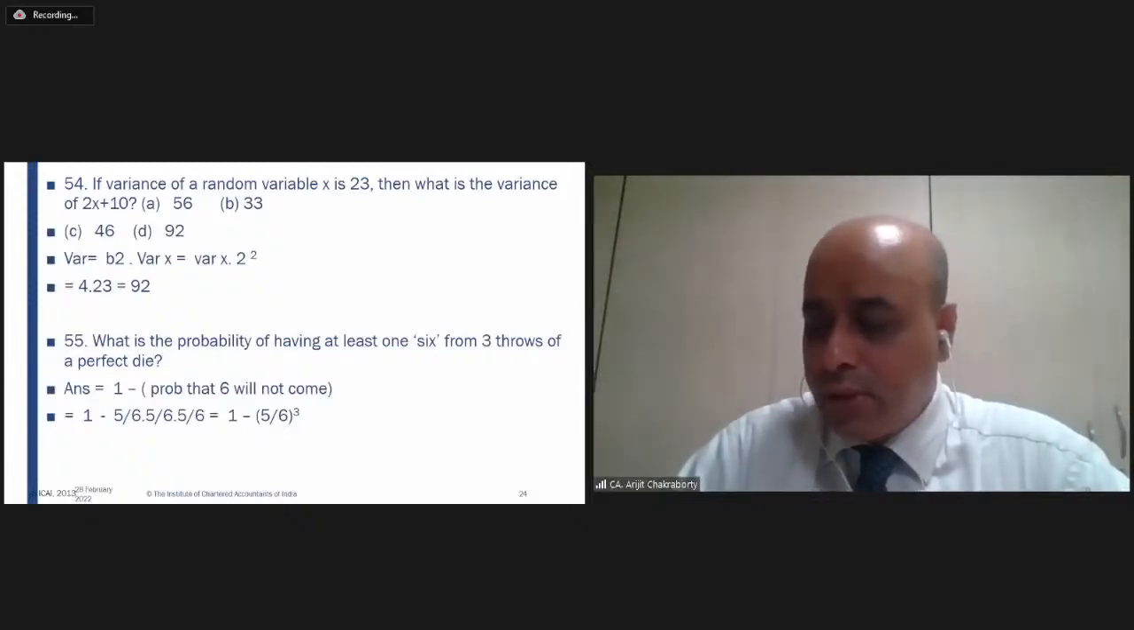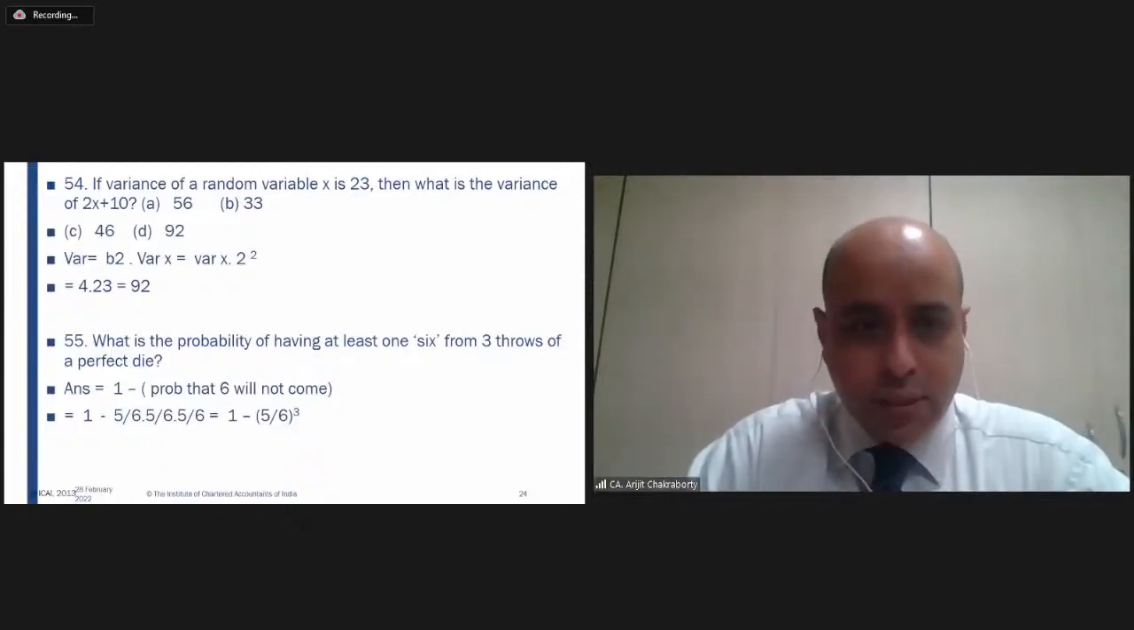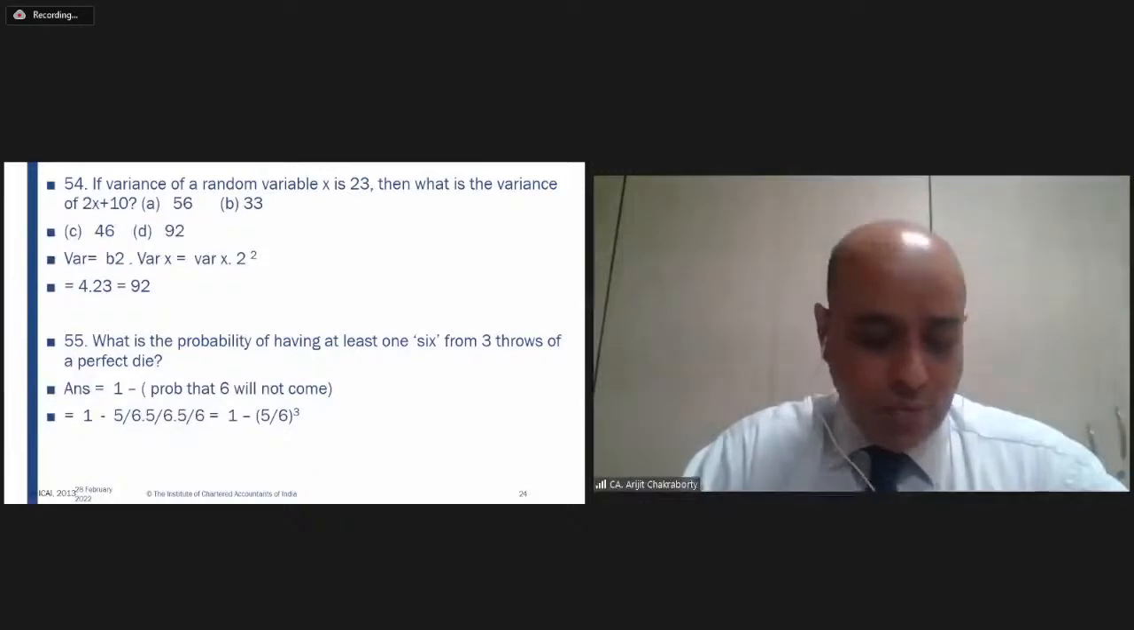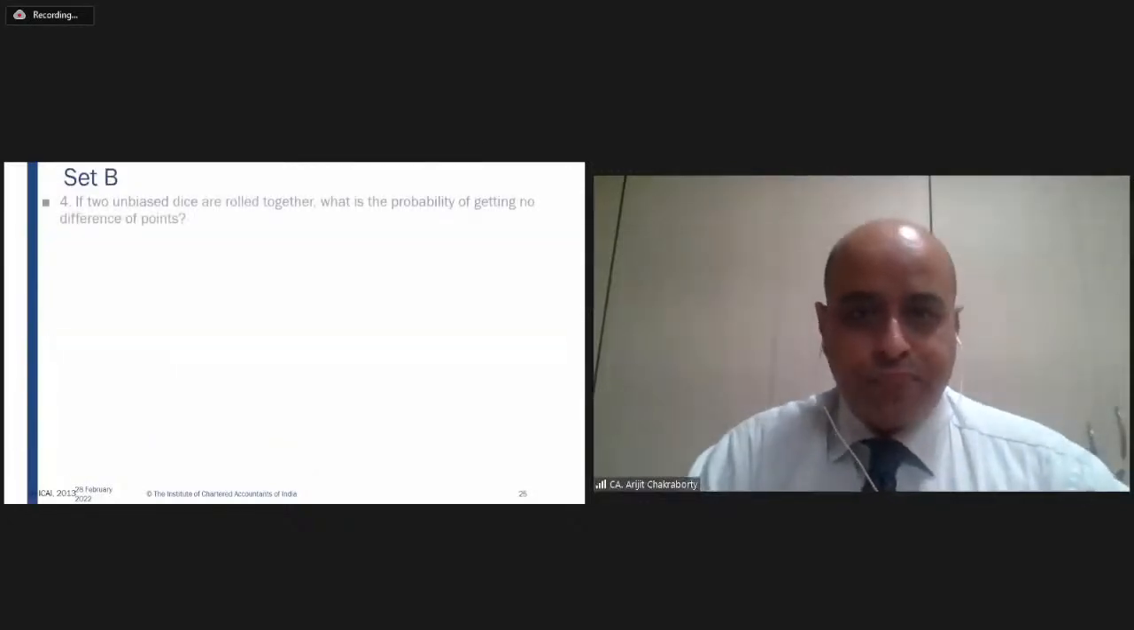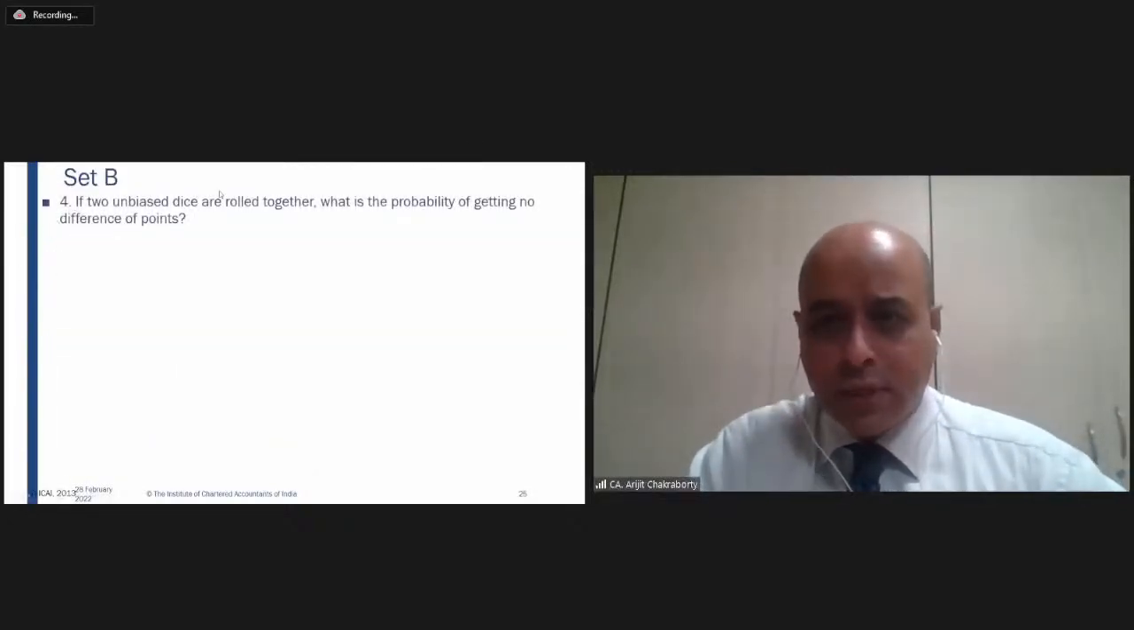Yes. Ankit, Priyanka, Ankit Kumar Mishra, all of them have got it correct. The last one, 55. Now we are entering into set B. Let us look at the questions in set B now.